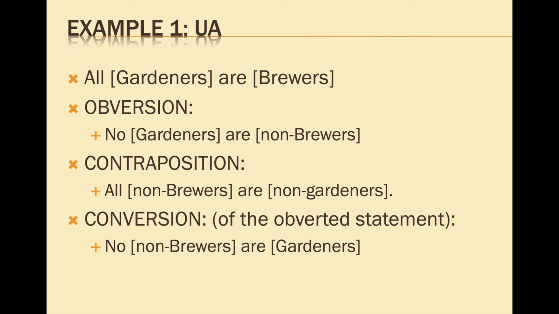And then we go back to the original statement, which is then obverted. Once we have obverted it, you notice it is now a universal negative. So the obversion of the original statement, because we changed the quality of the whole statement, the original universal affirmative becomes a universal negative. And so we can take that obverted statement, the universal negative, and we can convert that. We can't convert the original, but we can convert the obversion. And so the conversion of the obverted statement is no non-brewers are gardeners.